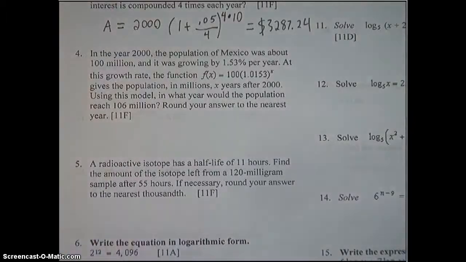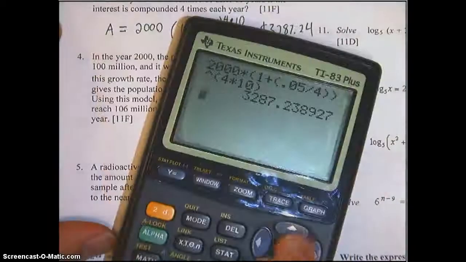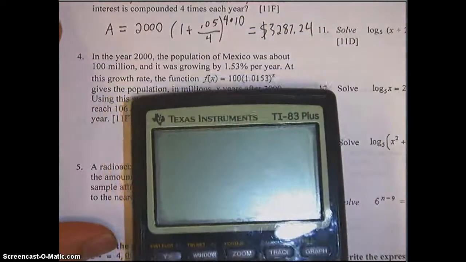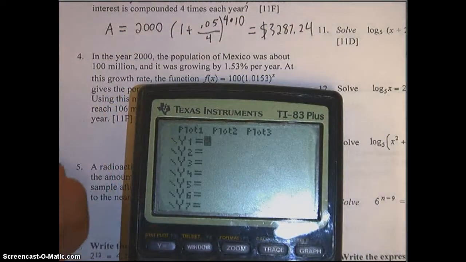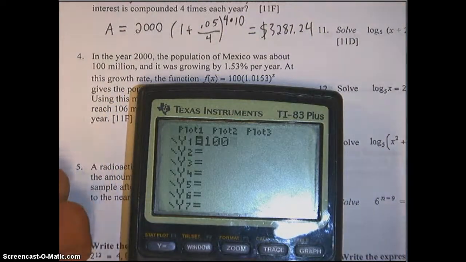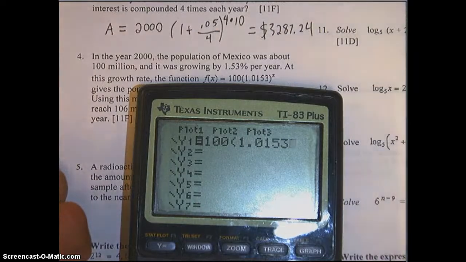There's a fancy way to do this with logarithms and rewriting the base, but for the sake of time, and the way I would do it on the test is, if I already have the function, I'm just going to type it into y equals 100 times 1.0153 to the x power.